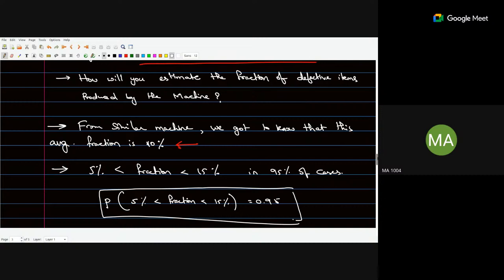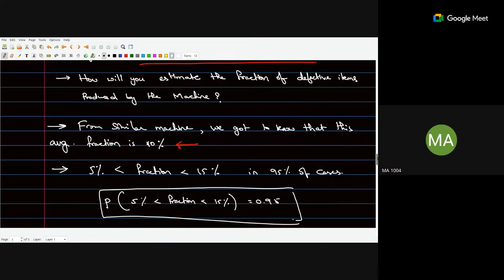So you treat it like this. Machine 1, you know the fraction. Machine 2, you know the fraction. Machine 3, you know the fraction. Machine 100, you know the fraction. And what happened is, out of these 100 machines, 95 machines, their fractions lie between 5% to 15%.